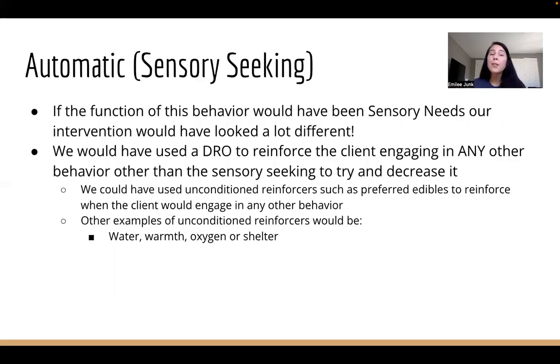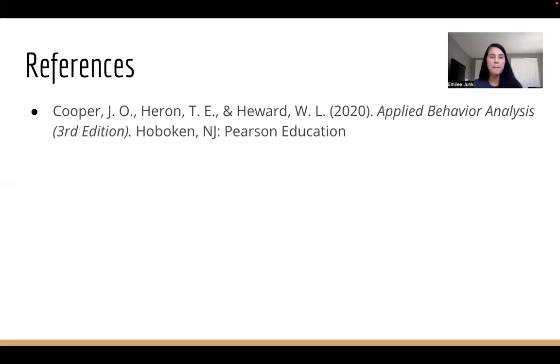If the function of this behavior would have been sensory needs, our intervention would have looked a lot different. We would have used a DRO to reinforce the client engaging in any other behavior other than sensory seeking to try to decrease it. We would have used unconditioned reinforcers such as preferred edibles to reinforce when the client would engage in any other behavior. So, other examples of unconditioned reinforcers would be warmth, water, oxygen, or shelter. And these are my references.